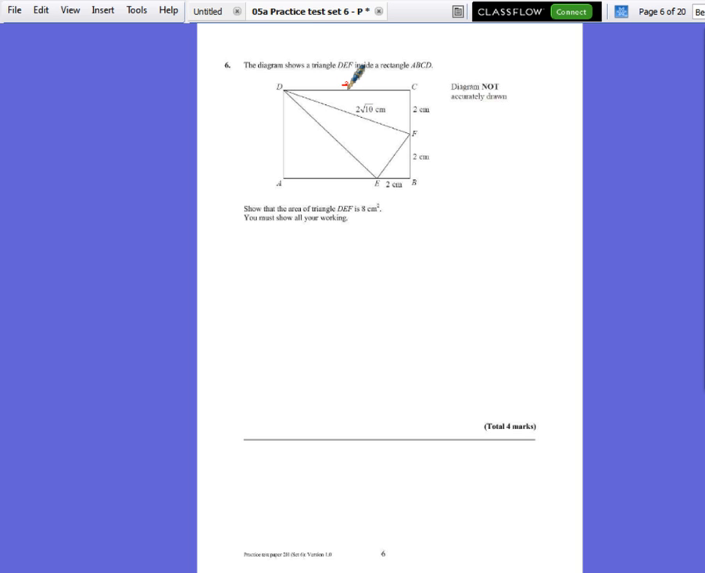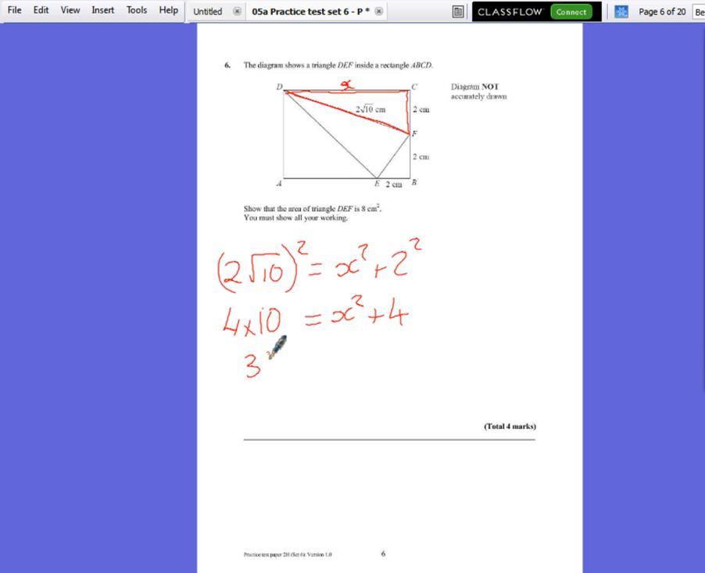Pythagoras' theorem, we've got a right angled triangle here, says that 2 root 10 squared would be equal to the other two sides squared. So if we call this x, it's x squared plus 2 squared. So 2 root 10 times 2 root 10 would be 4 times 10, which is 40, because 2 times 2 is 4, and root 10 times root 10 is just 10. That will give me x squared plus 2 squared, which is 4. So 40 take away 4 gives me 36, so x squared is 36, so x must be 6. So this side here has a length of 6.